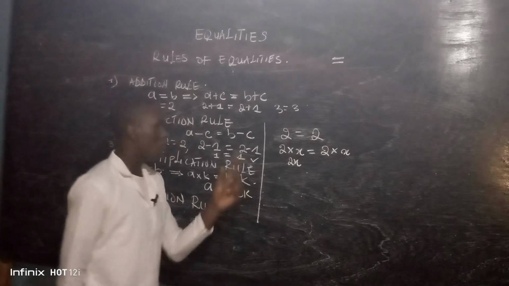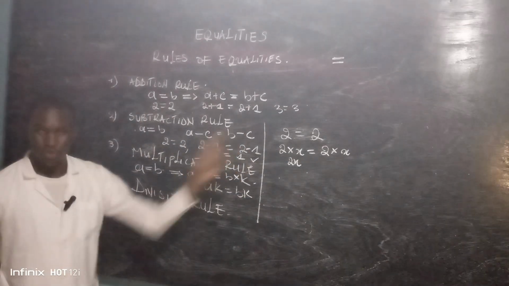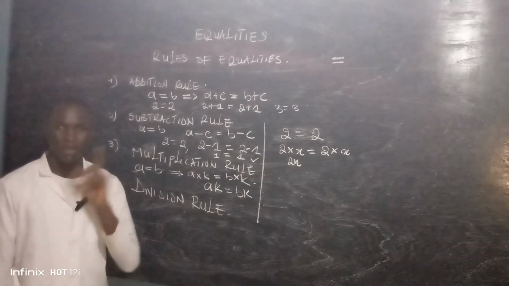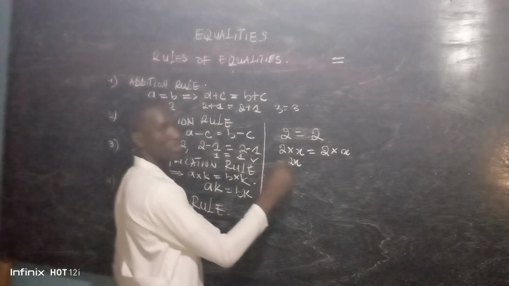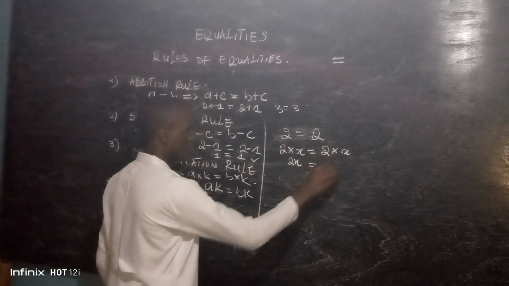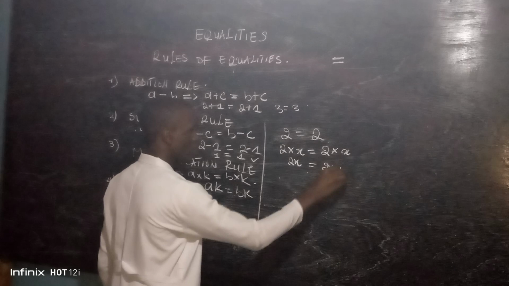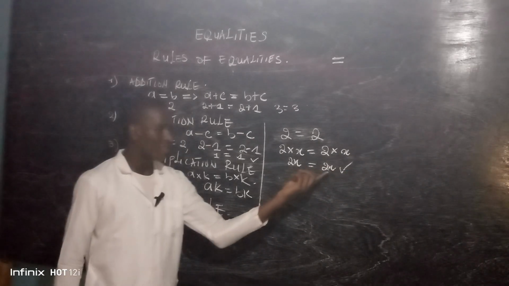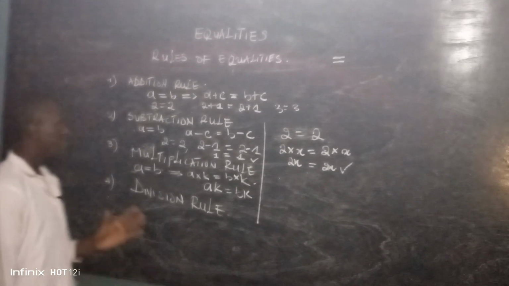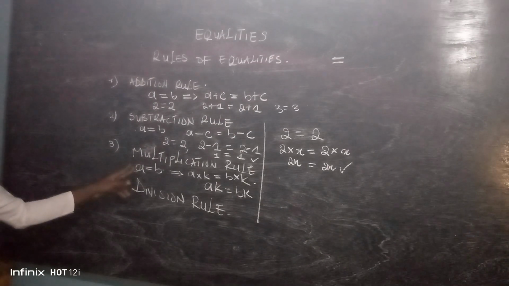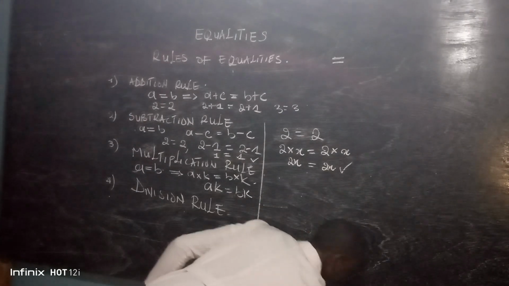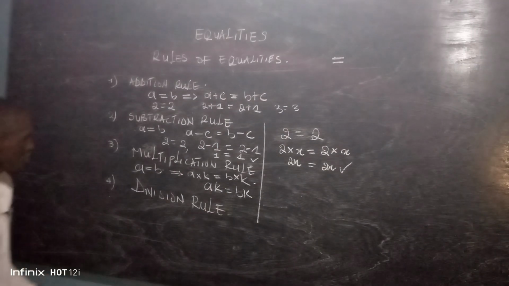Now, 2 times x can just be written as 2x. Like I just said, whenever you are multiplying a number by a variable, you can simply write them joined like that to mean multiplication. That is how it is written in algebra. You see that 2x is equal to 2x. This statement is correct, because the left hand side is equal to the right hand side. That's basically what the multiplication rule of equality is talking about.